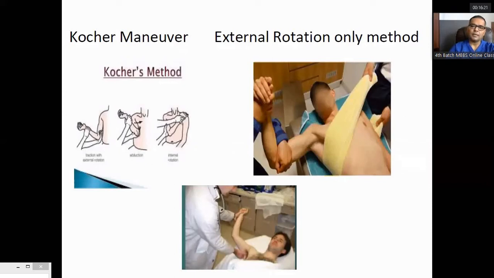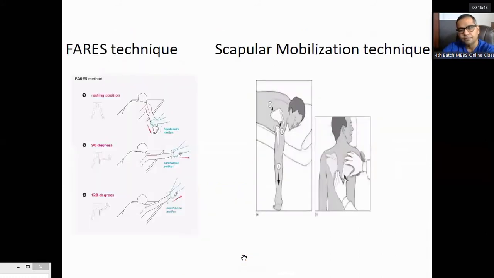Occasionally when it's difficult to reduce, this is what is called the Milch maneuver, when we push with the thumb or with the help of another assistant, we push the humeral head into the socket from the axilla anteriorly, pushing the humeral head. This maneuver is called the Milch maneuver.